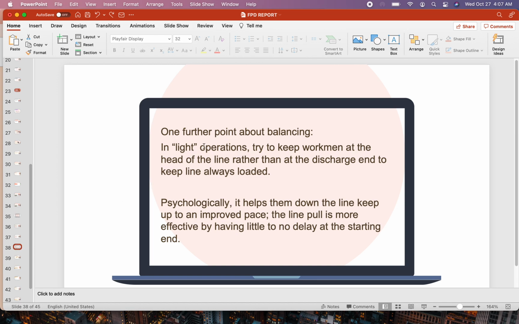One further point about balancing in light operations: try to keep workmen at the head of the line rather than the discharge end to keep the line always loaded. Psychologically, it helps them down the line keep up an improved pace. The line pull is more effective by having little to no delay at the starting end.